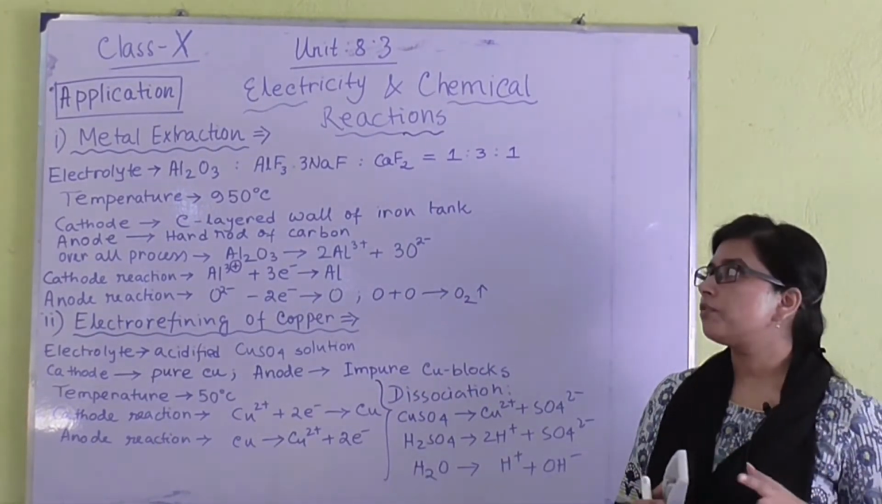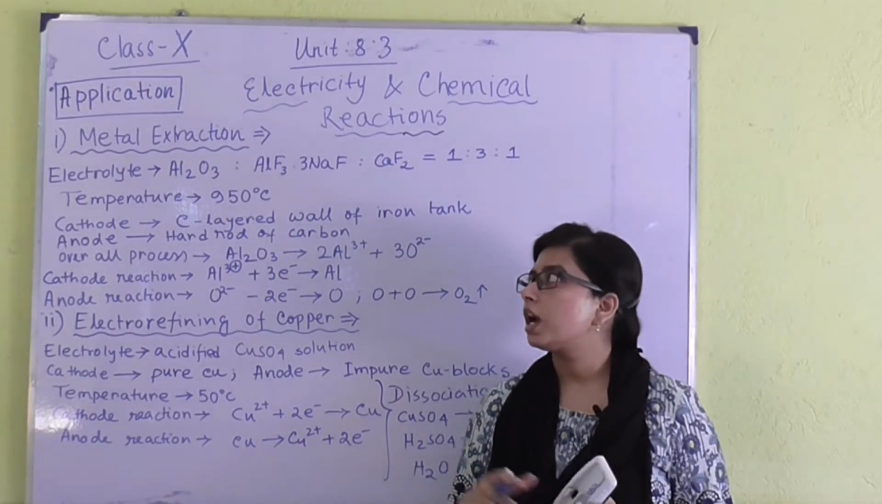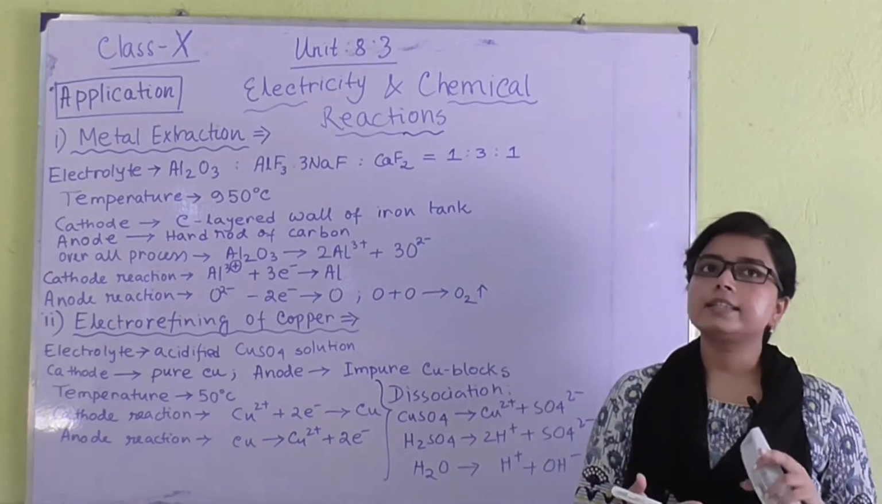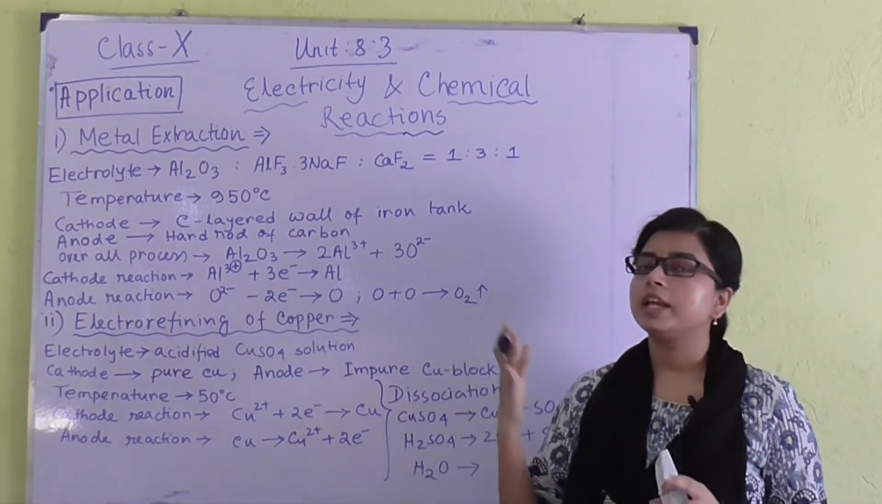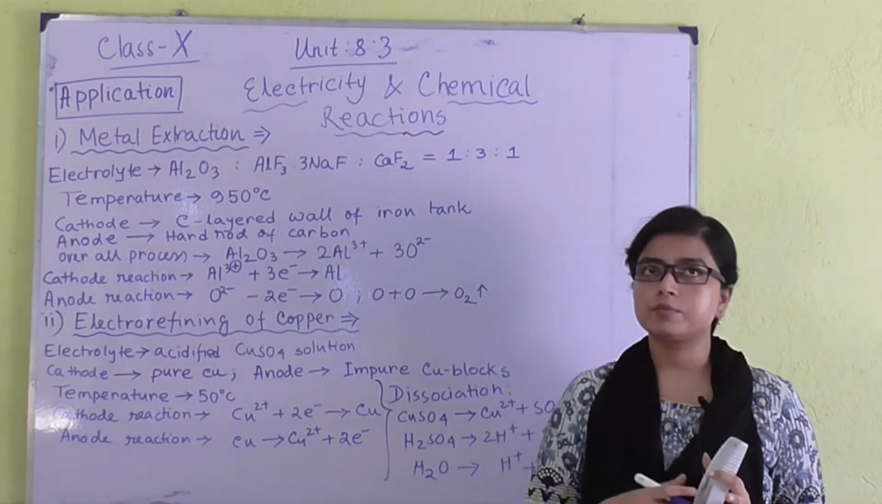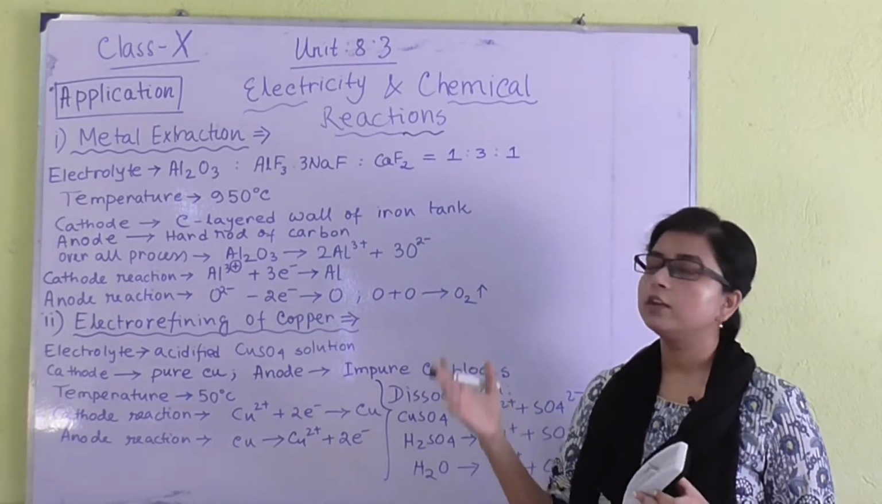As we know from our previous conception, the metals which are at the higher position of the electrochemical series, like sodium, like aluminium, like potassium, we have to use their electrolysis process, and here we are learning the extraction of aluminium.